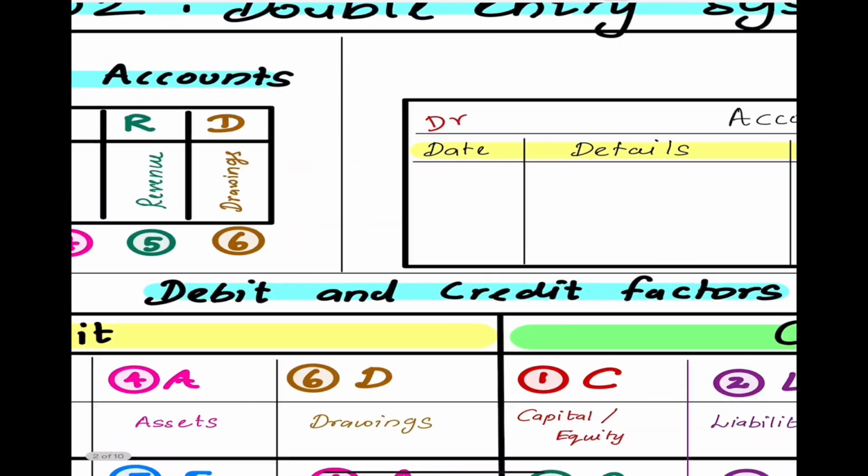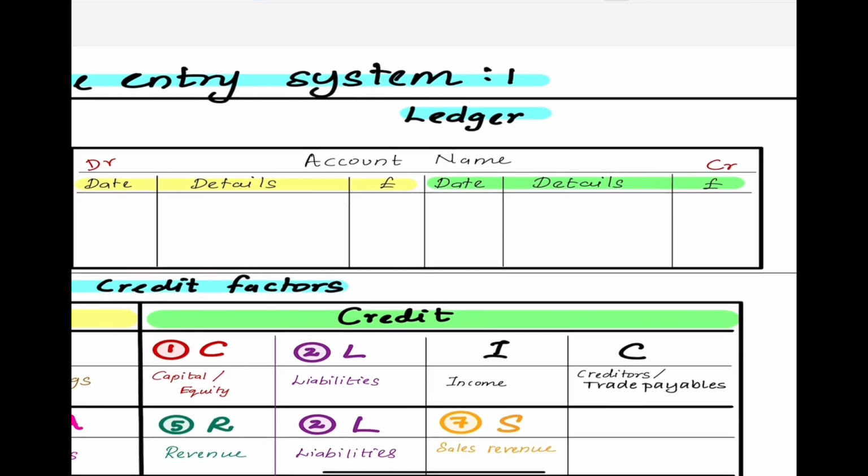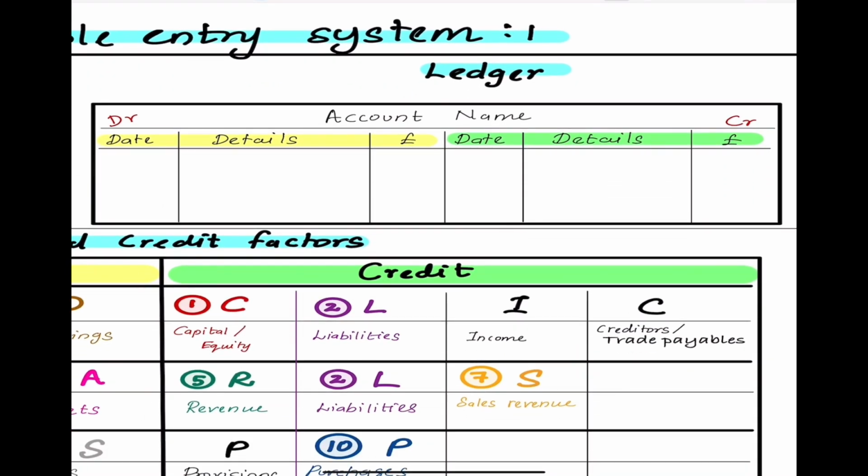Now, let's have a look at the format of a ledger. The left side is your debit and the right side is your credit. Write the account name, date, details and the amount in pounds on both the sides.